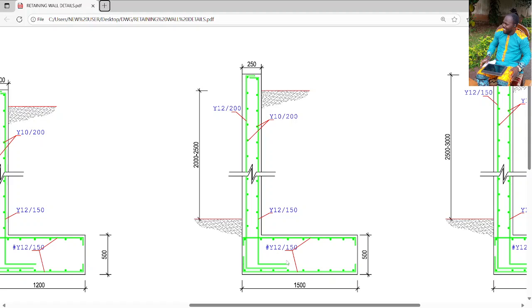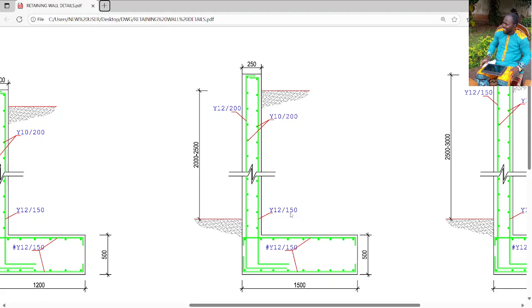And you see the reinforcement there. This member is Y12. These ones you see dotted through this section are the runners, or distribution bars. The main bars at the back are Y12 at spacing 200, while the main bars in the front, whichever is front or back, are Y12 at 150.